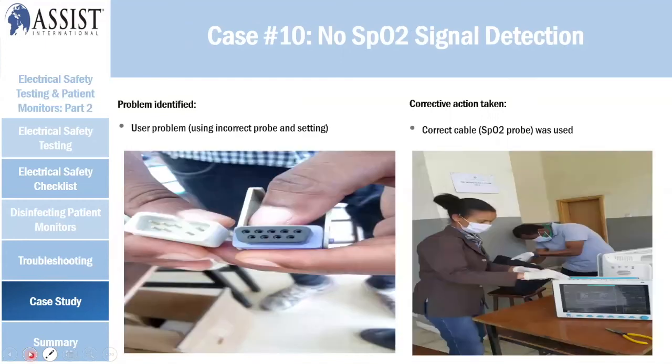No SPO2 signal detected. This is a user problem. They used a wrong probe connection. So they replaced it with a new cable connector, and you can see the connector F7, while the actual probe has 10. So they replaced that particular connector. Now it's working. It's because the connector was wrong.